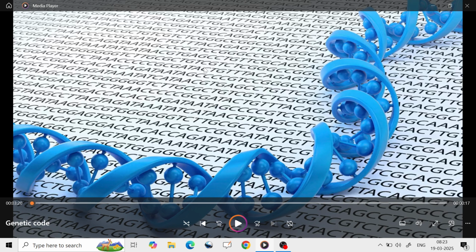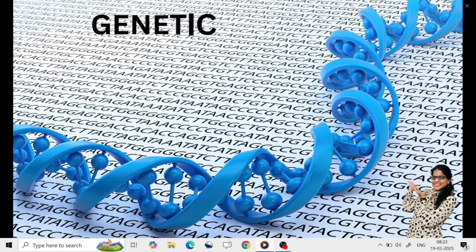There are mainly 20 different amino acids, and each and every amino acid has a particular genetic code through which it gets translated. Okay, so now let's see what the properties of genetic code are, what the properties of amino acids are, and how the genetic code would code them and release them.